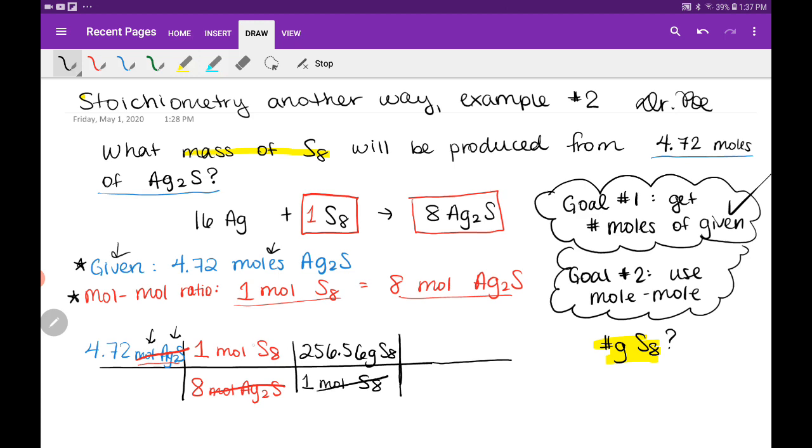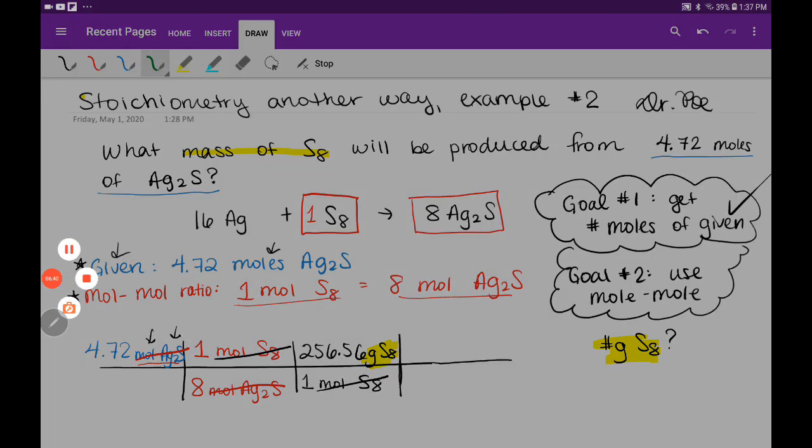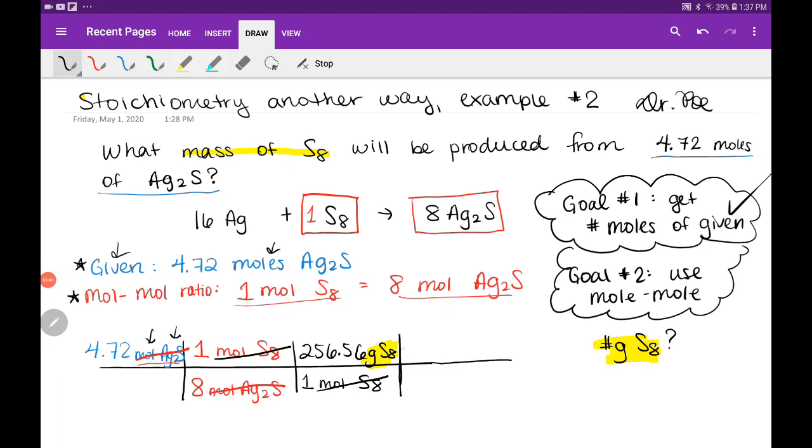Okay, so now moles of S8 on the bottom cancel with moles of S8 on the top. And now our units are grams of S8, which is what we want. So we're all done. We don't even need this other part of the ladder there. Fantastic. So go ahead and multiply 4.72 times 256.56, divide by 8, and we will get our answer. Okay, so our answer is 151.37 grams of S8 is our final answer there.